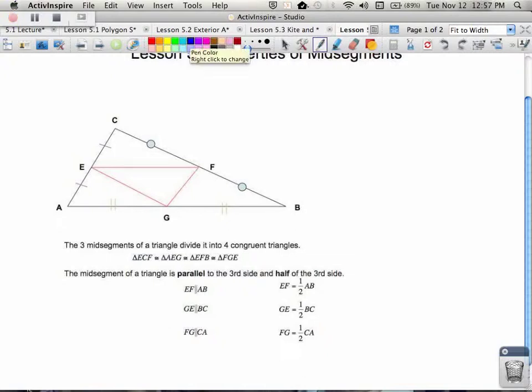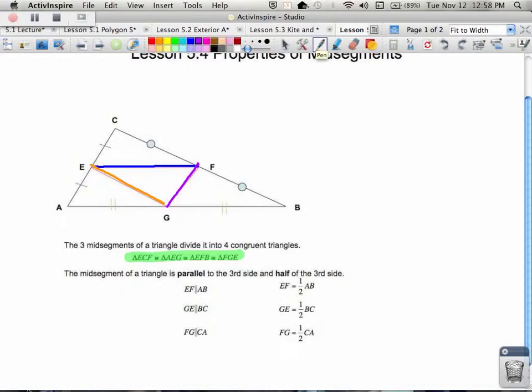So I look at the first mid-segment here, E to F, which is joining the middles of AC and BC. I look at mid-segment EG, which is joining the middles of AC and AB. And I look at mid-segment GF, which is joining the middles of AB and CB. What I notice is I get 4 congruent triangles when I do this. The trick is to look at those 4 congruent triangles.